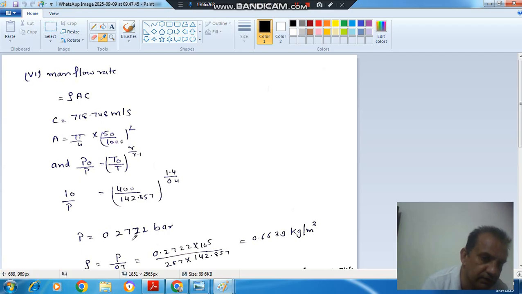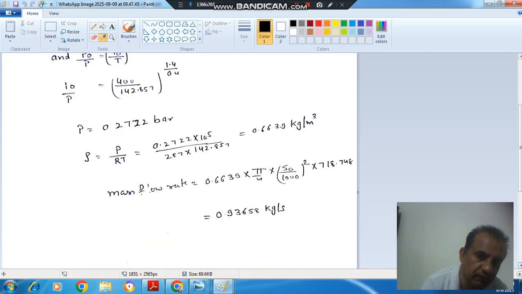So that is 0.272 bar. From this pressure and this temperature we can find the required density. That comes out as 0.6639 kilogram per meter cubed. Now we can put the values of rho, area and velocity and find the mass flow rate, that is 0.93658 kilogram per second.